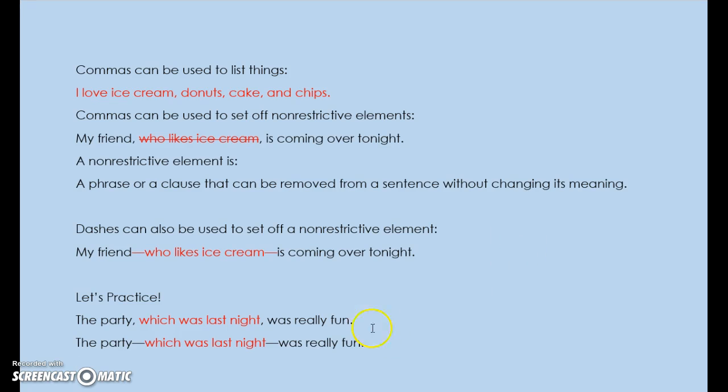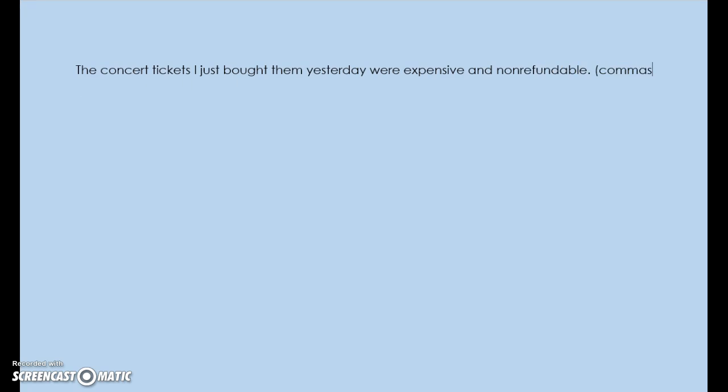Let's take an example that is in the handout. The concert tickets, I just bought them yesterday, were expensive and non-refundable. And it is asking you to put in dashes. So I recommend to read the sentence out loud to yourself and notice, where do you naturally pause? That's where you put your dashes. What part of the sentence can you remove and it still makes sense?